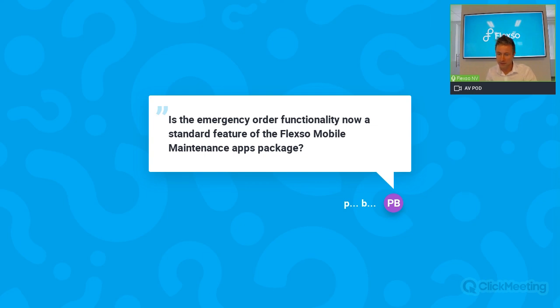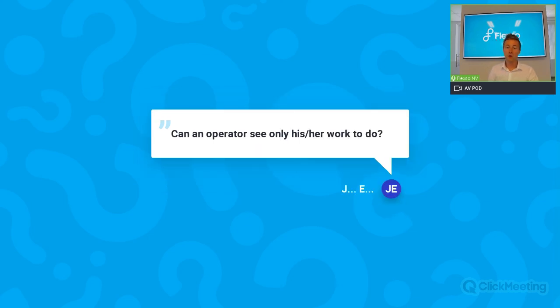Okay, let's check if there are other questions. Can an operator see only his or her work to do? Yes, if you assign maintenance technicians to operations of a maintenance order, with the correct filters, you are able to see only the work that needs to be carried out for a specific operator or technician. So yes, this is possible.